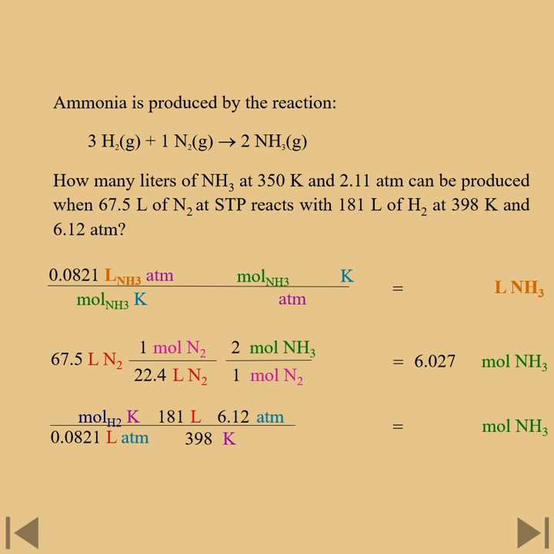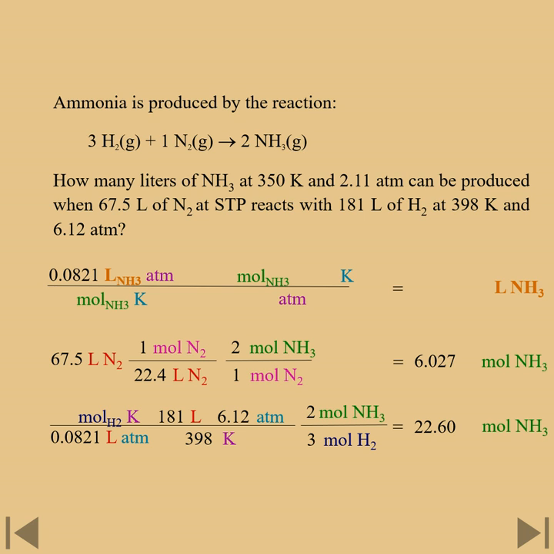Now again, that does give me moles of hydrogen. That's why I labeled it H2, just to remind us it's not moles of ammonia. To get moles of ammonia out of moles of hydrogen, I use the coefficients from the balanced chemical equation. And so we can form potentially 22.6 moles of ammonia from the given hydrogen.